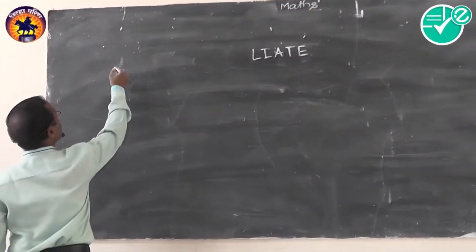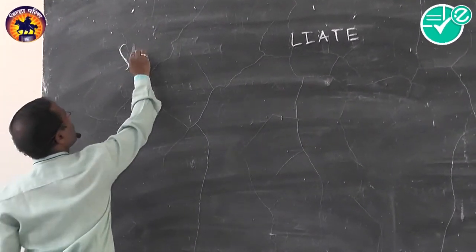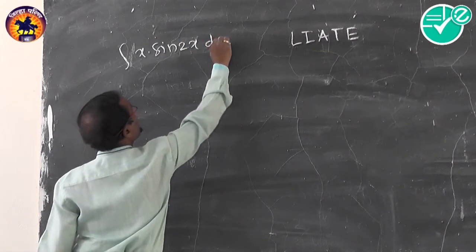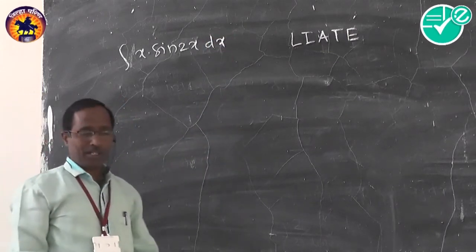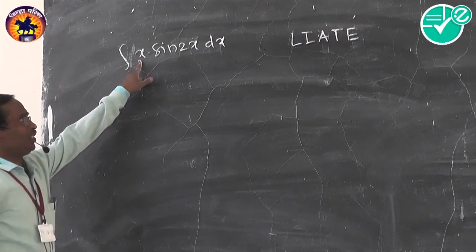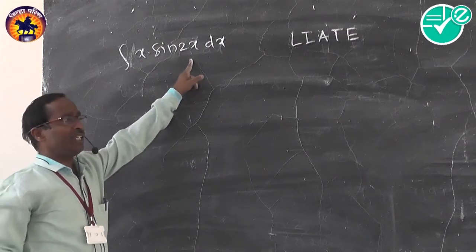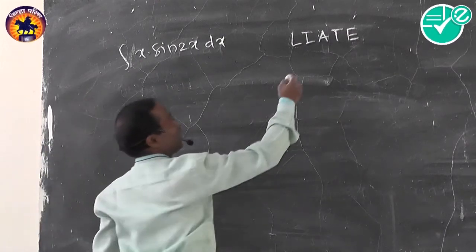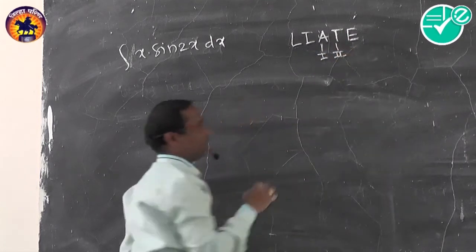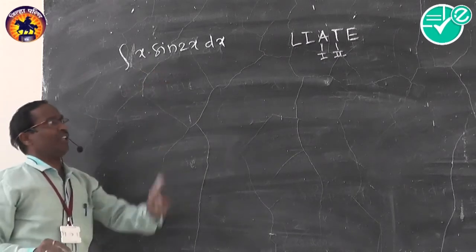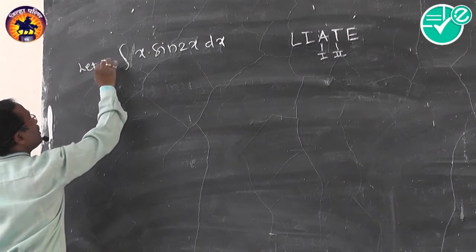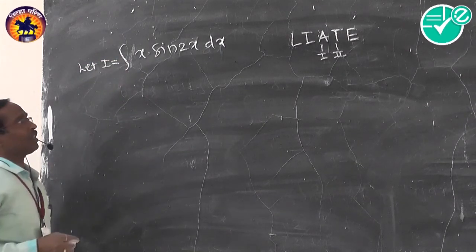Third example: integral of x into sine 2x with respect to x. So how can we solve it? Here x is an algebraic function and sine 2x is a trigonometric function. So algebraic function first and trigonometric function second. We get the first function as x and the second function as sine 2x.